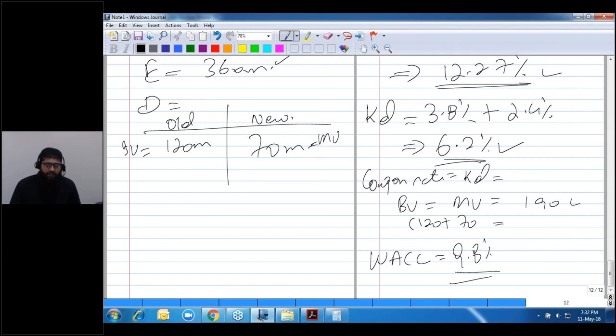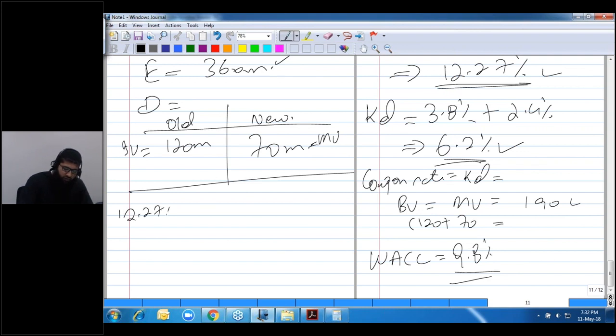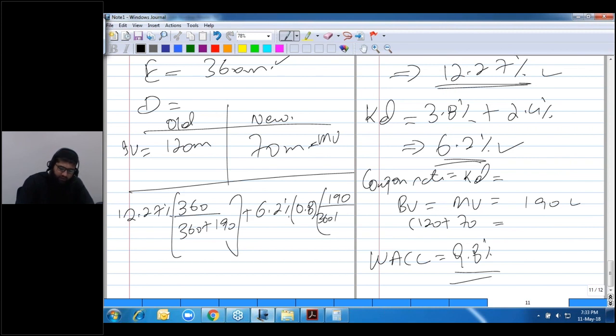Obviously, when you calculate the WACC, you will have to incorporate the tax. It's going to be 12.27% multiplied by 360 divided by 360 plus 190, plus the KD, which is 6.2% into 0.8, into 190 divided by 360 plus 190.